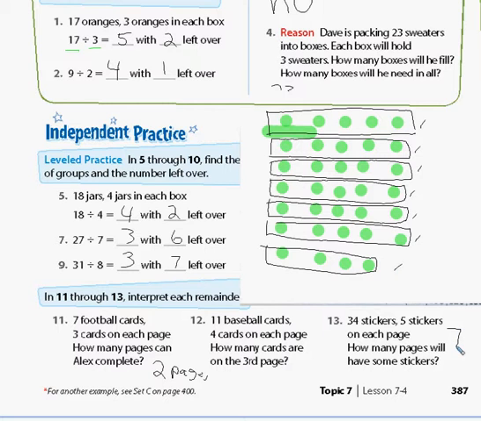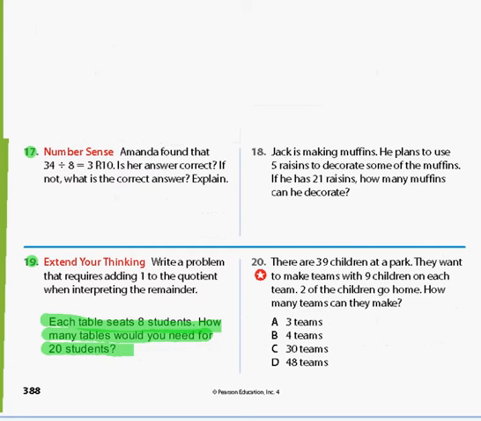Okay, but the actual answer to that problem, if I was doing the problem, which would be 34 divided by 5, would be 6 remainder 4. So let's go ahead and look at the back page. Okay, we're only going to do a couple problems on the back page.